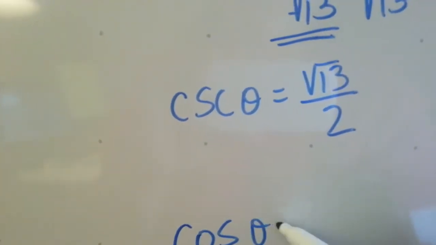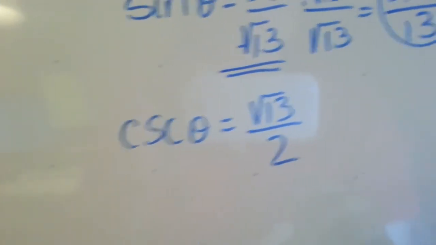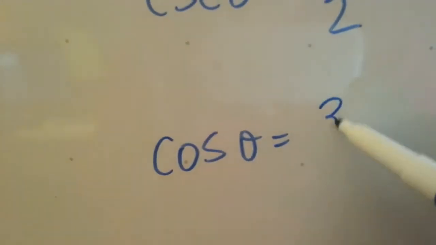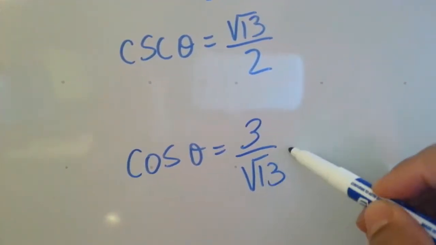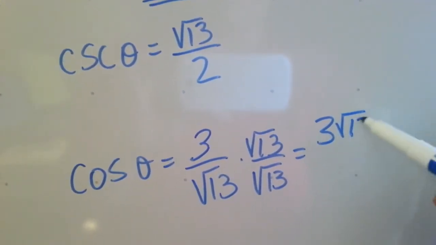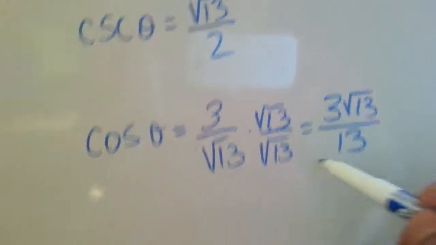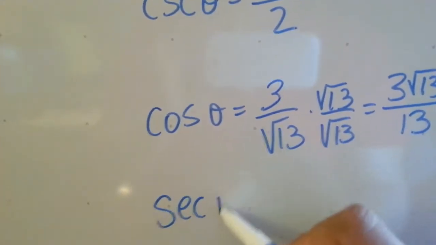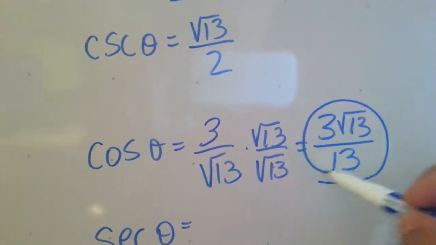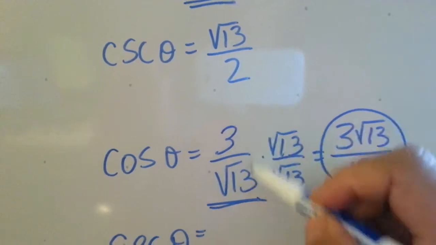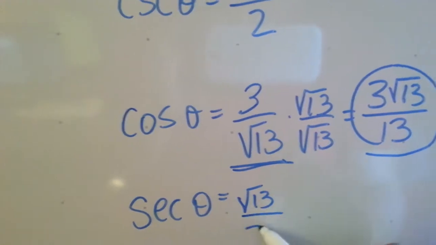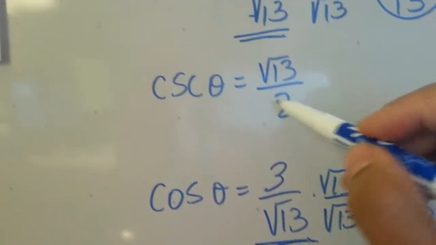Cosine theta. Cosine theta is adjacent over hypotenuse. Adjacent is 3, hypotenuse is the square root of 13. So 3 over the square root of 13. We can't have the square root of 13 in the denominator, so we get 3 square root of 13 over 13. And we want to get the secant as well. Secant theta will be the reciprocal of the cosine, so we can flip this one, or we can flip this one. I choose to flip this one because then the square root goes on top and the 3 goes on the bottom. I forgot to circle that one.